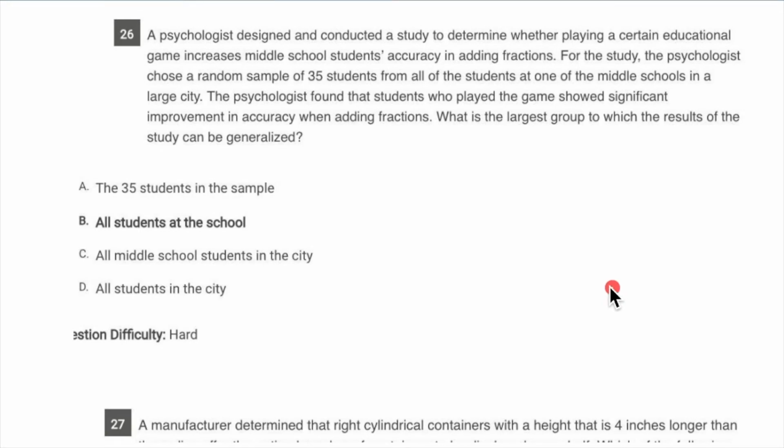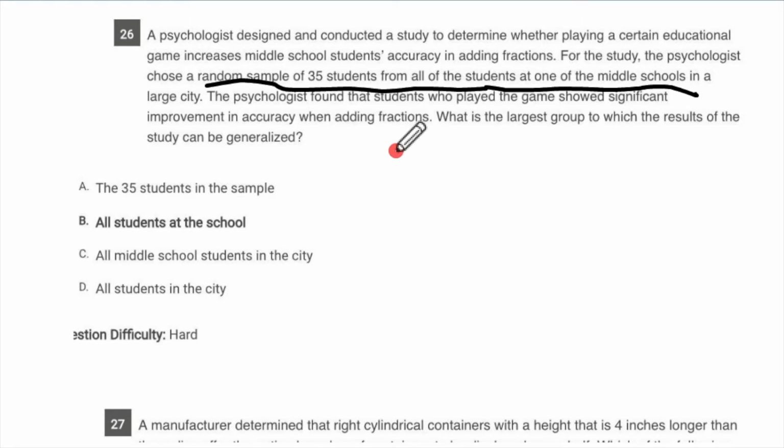26. This one is kind of weird. A psychologist designed and conducted a study to determine whether playing a certain educational game increases middle school students' accuracy in adding fractions. For the study, the psychologist chose a random sample. We got a random sample of 35 students from all of the students at one middle school in a large city. The psychologist found that the students who played the game showed significant improvement in accuracy when adding fractions.